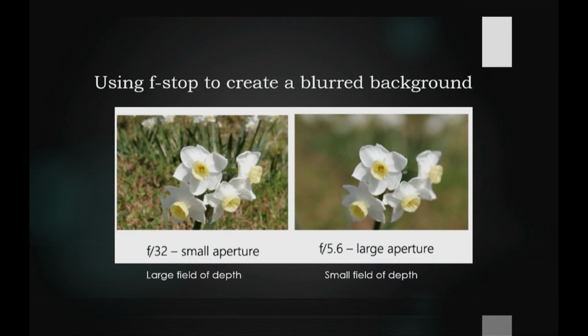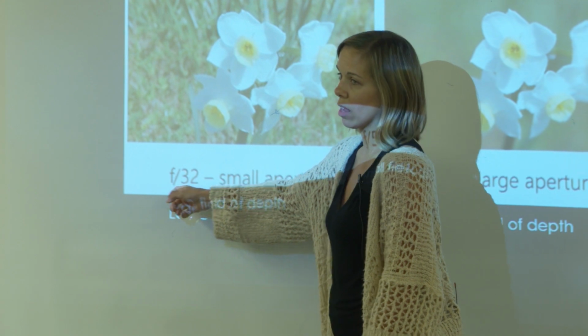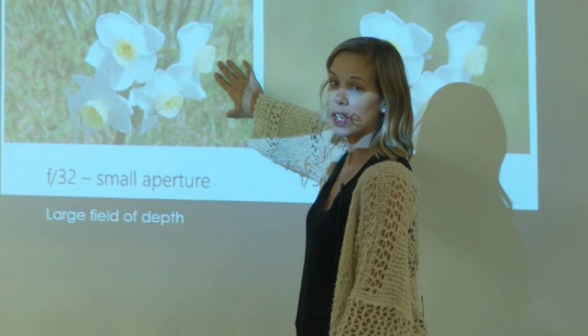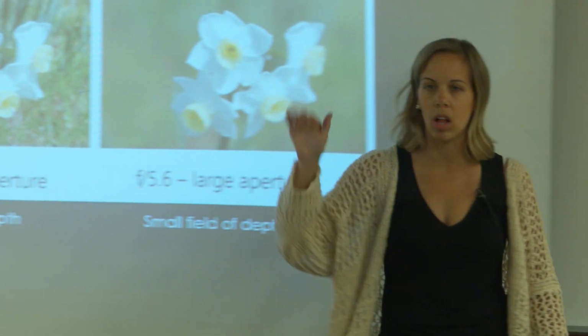So here's an example. This is a large aperture. Again, this would be a small f-stop though. So you can see how really even this flower is kind of blurred. Whereas if we get a small aperture, but again, a large f-stop, then we have a lot more depth of field. We can see the grass behind it. All of the flowers are in view.